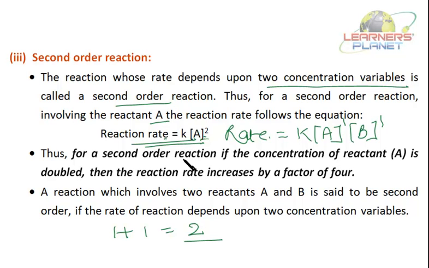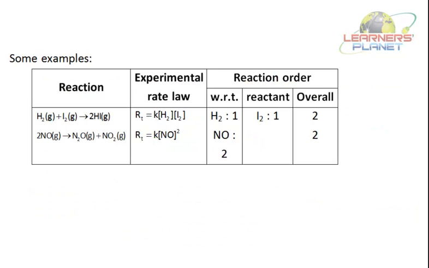A reaction which involves two reactants A and B is said to be second order if the rate of reaction depends upon two concentration variables. So you have to just remember that when the rate of reaction depends on two concentration variables, then it is a second order reaction. Now let's take some examples.